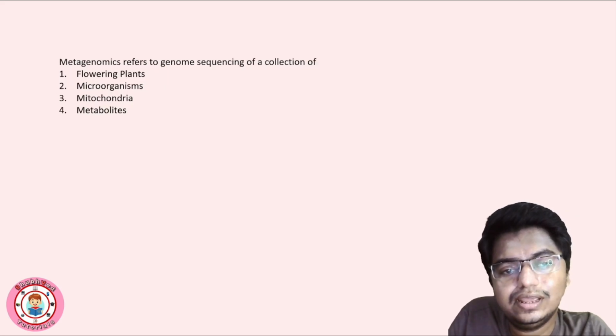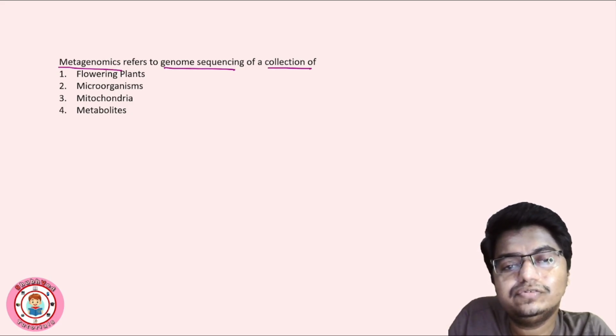Next question. Metagenomics refers to genome sequencing of a collection of flowering plants. No. Microorganisms. Yes. We do sequencing of microorganisms. Right. No mitochondria, no metabolites. Okay. This basically comes under bioinformatics or genomics, right?